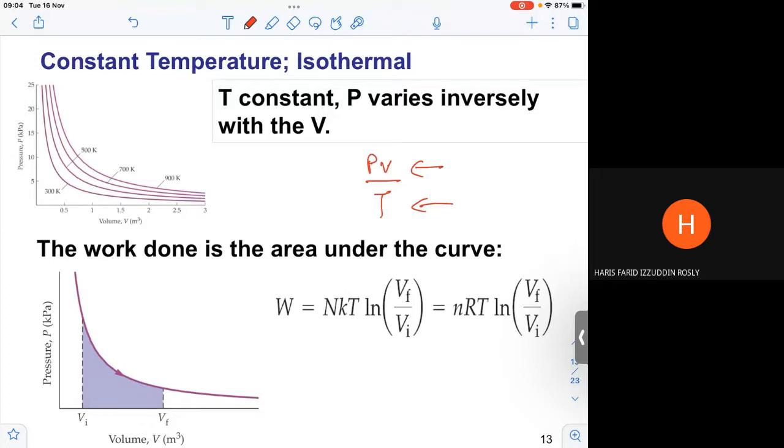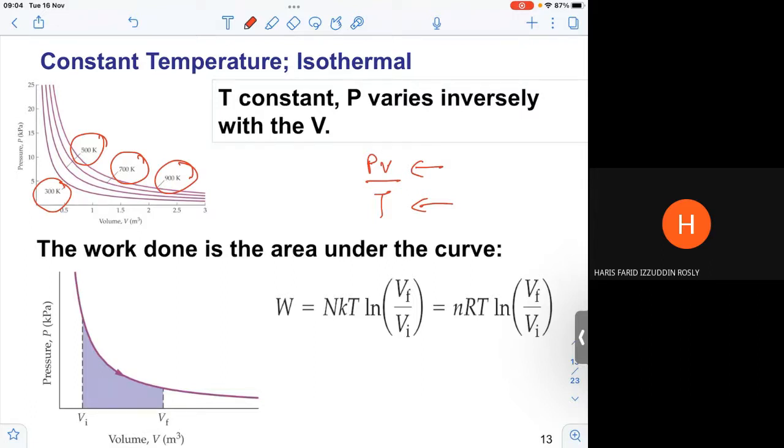So therefore, we will calculate. You will see this kind of graph, which is what we call a curve graph. For example, P versus V. At a certain temperature, you will see a lot of different curves, let's say from 300 Kelvin to 500 Kelvin, 700 Kelvin, 900 Kelvin. They are different. They are not touching each other. But from this point of view, we can still calculate the work done, the area under the graph.